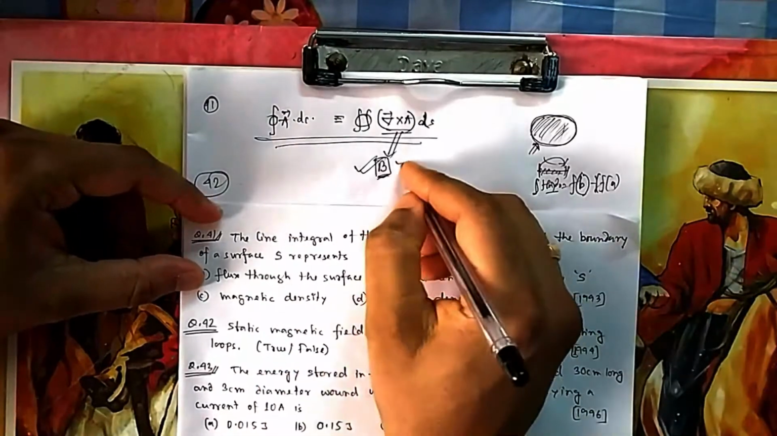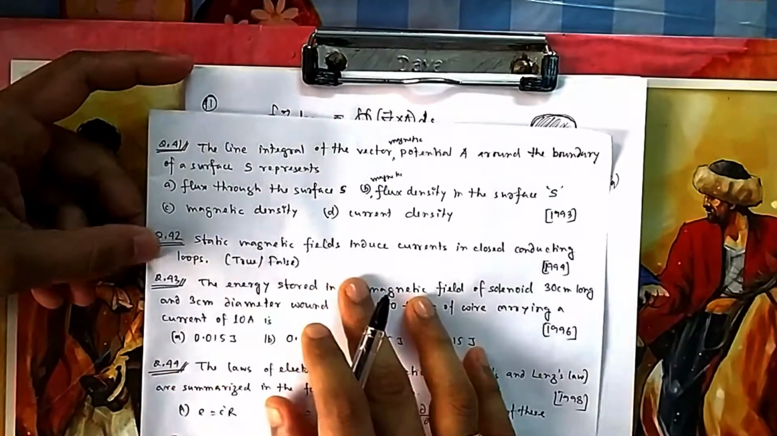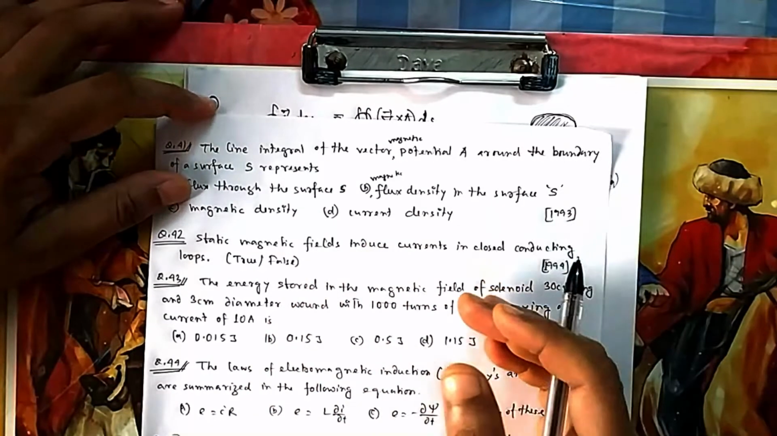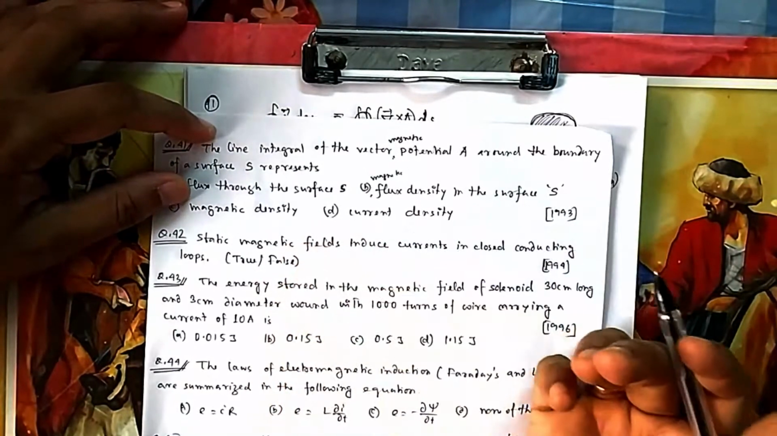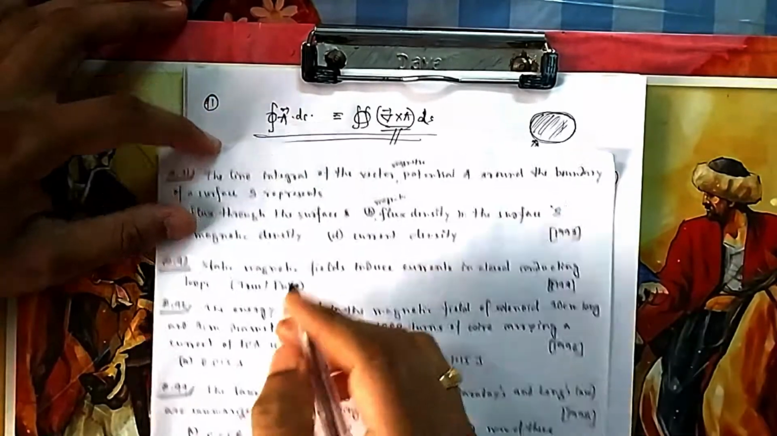Now, so this is option B. Next option: a static magnetic field induces currents in closed conducting loops. That is false, because for EMF generation you need a rate of change of flux, that is d phi by dt. If it is static, then d phi by dt is 0, then induced EMF is 0. If EMF is 0, then no current will flow. So it is false.